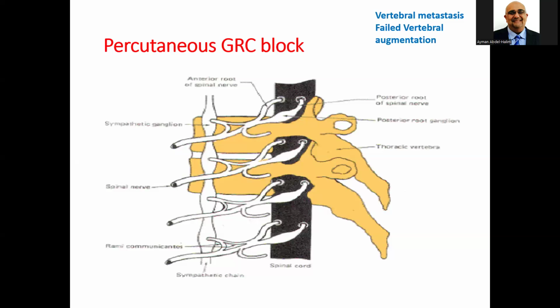Nowadays, it has some indications, like, for example, if you're not able to do the vertebroplasty, you can try the gray ramus communicans injection, or if you have a failed vertebral augmentation, then you can actually do this block here, and then you do the radio frequency ablation after that if it does work.